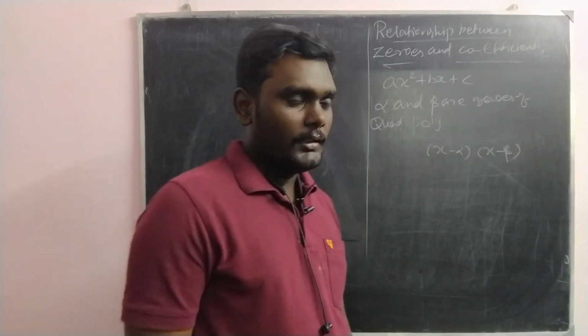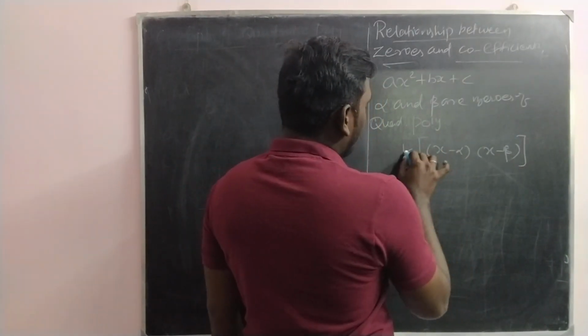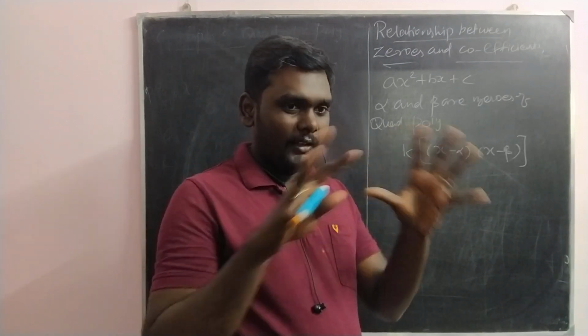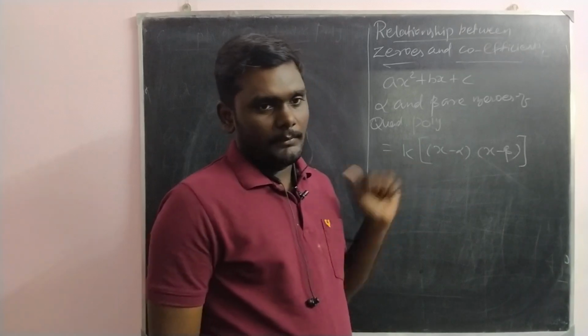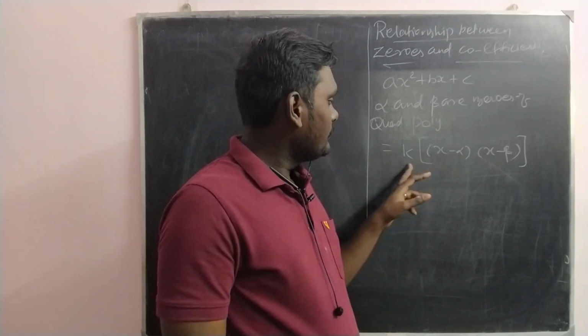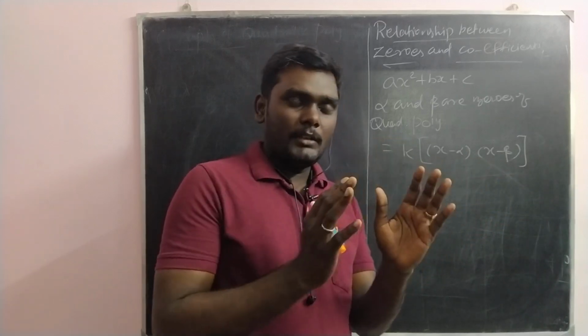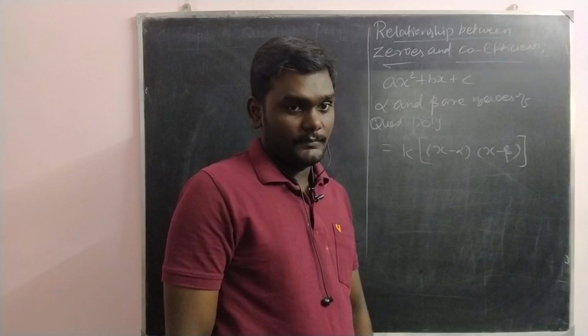minus beta. Got it? But here there is a catch that it will be a constant multiple of anything also, to generalize this. That is why we are using the value k. Meaning what? It's a constant multiple of any other thing because a polynomial multiplied with any number still has its own zeros. It won't change.